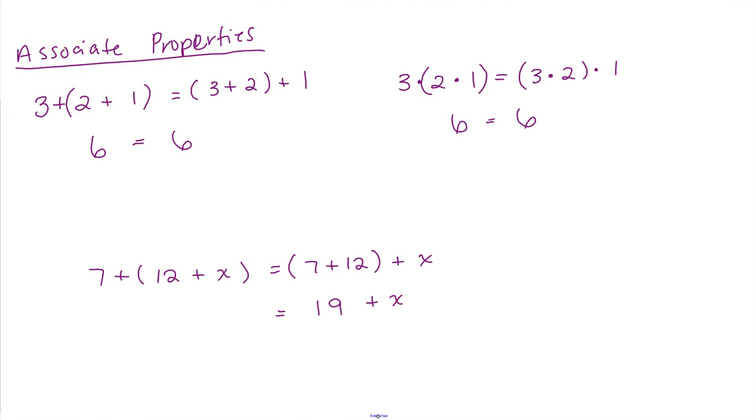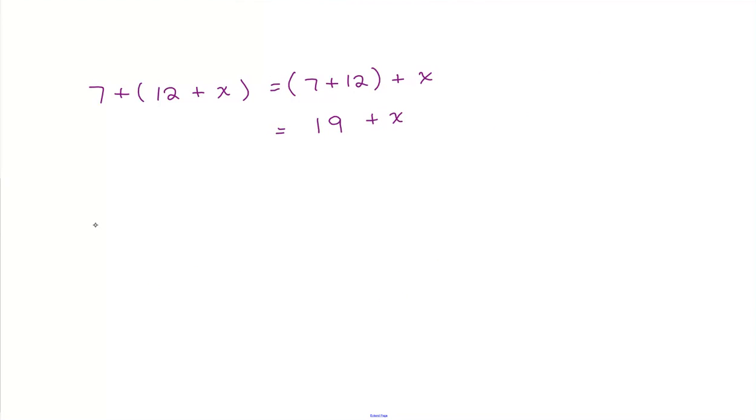Let's do another one. Let's use multiplication this time. Let's say we have 5 times 11 times y. Remember, when these things are right next to each other, that means multiplication. What we're going to do is use the associative property to change the grouping. So we're going to put our grouping around 5 and 11 instead. So 5 times 11 times y. Well, 5 times 11 is 55. And we're still multiplying by y. So 55y is our simplified expression.